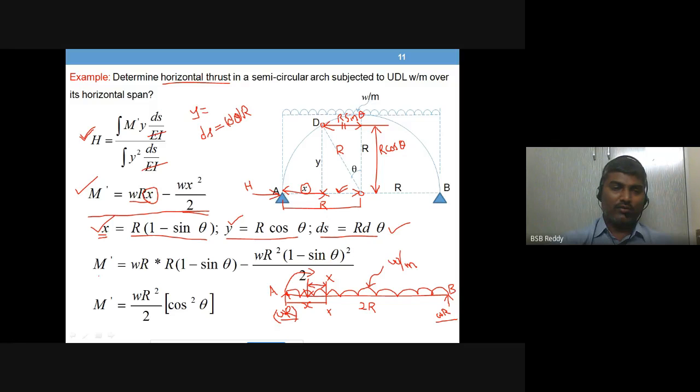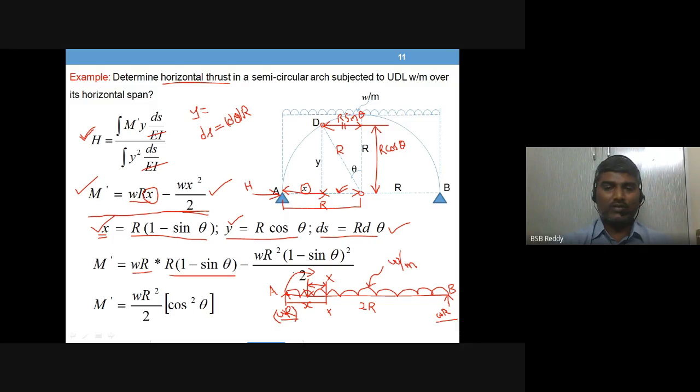Right. Now let's first simplify m dash, or convert m dash into the polar coordinate system, and then substitute for y and ds to proceed with the integration. You have m dash, wr into x is substituted here, r into 1 minus sine theta. Next, minus w by 2 x square, means square of this one, so r square, 1 minus sine theta whole square. Right. So what do you get now?